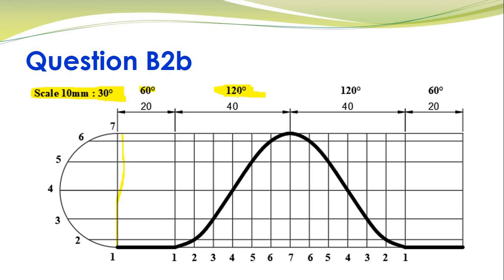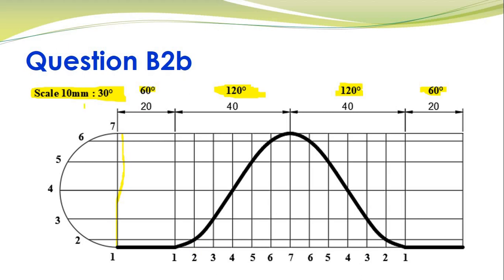Outstroke, this is when your valve is opened, is for 120 degrees. Then the valve is closed for the next 120 degrees, and the valve remains closed for the next 60 degrees of the rotation. So what happens is, using a scale of 10 mm equals 30 degrees, we have to get the linear dimensions on our x-axis.